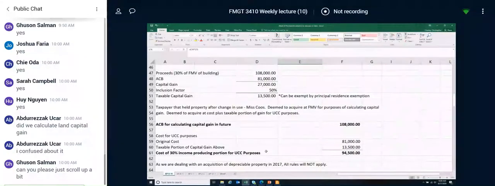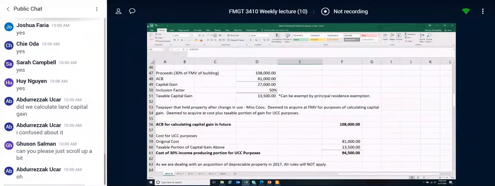So is there a gain? Could there be a gain? Right? Land always stayed at the value. They kept the land value at $90,000. So your proceeds and ACB will always be the same. So there's no gain on land. Does that make sense?